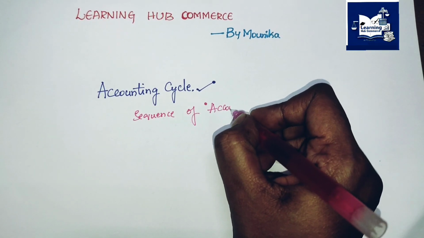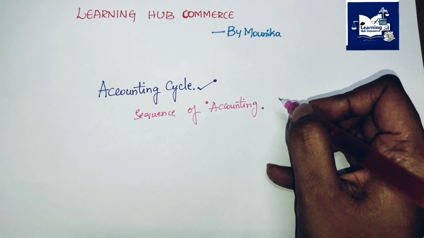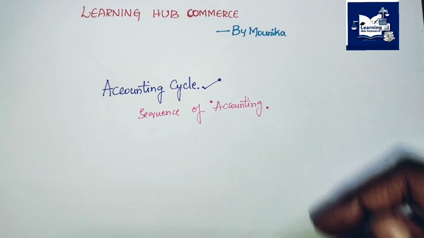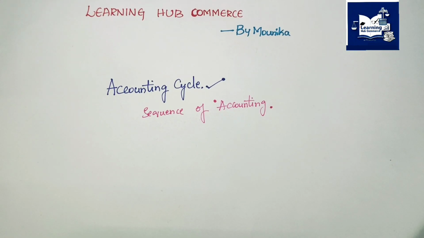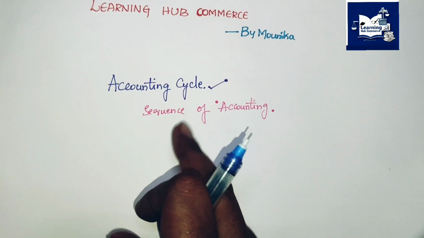These accounting procedures should be repeated in the same order. Okay, we need to repeat the accounting procedures in the same order during each accounting period. Right, now we'll see the steps clearly, what the accounting cycle does.